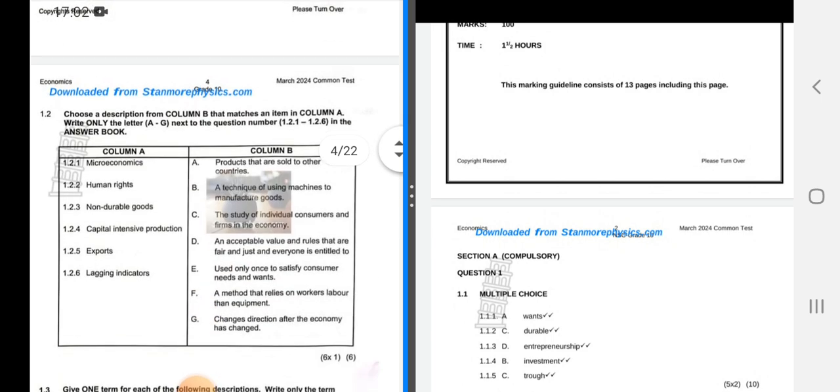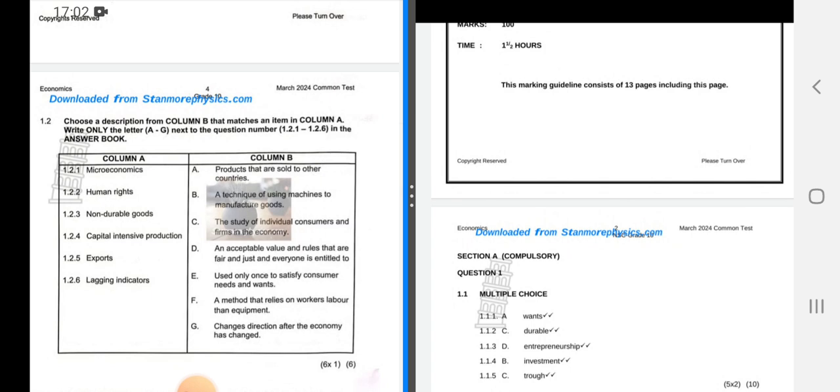All right, so let's look at 1.2. Choose a description from column B that matches an item in column A. Write only the letter A to G next to the question 1.2.1 to 1.2.6 in the answer book. So let's look. In column A, 1.2.1, we have macroeconomics. 1.2.2, we have human rights. 1.2.3, we have non-durable goods. And then 1.2.4, we have capital-intensive production. 1.2.5, we have exports. 1.2.6, we have lagging indicators.